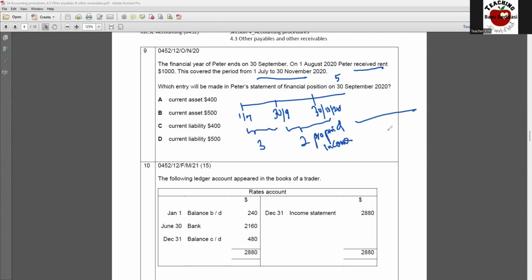Prepaid income is a liability. So you will have rent receivable, and this liability balance CD sitting here. Here is 5 months, so 1 month is 200, and these 2 months will be 400. So this 400 is a liability. It will be sitting on the debit side as balance CD, and balance BD on the credit side. This is our current liability. They say on 30th September, it refers to this one, the current liability of 400.